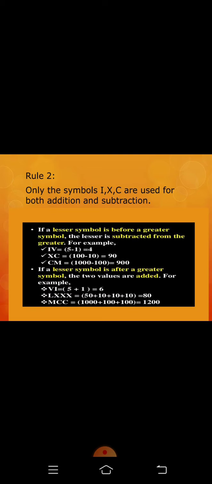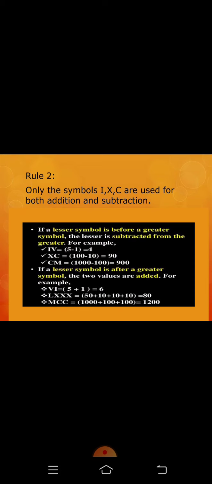XC. X here is 10 and C is 100. So the bigger is C. So we subtract 10 from it. So it becomes 90. Now CM. M stands for 1000 and C stands for 100. So the smaller symbol will be written in front and the bigger symbol will be written at the back.